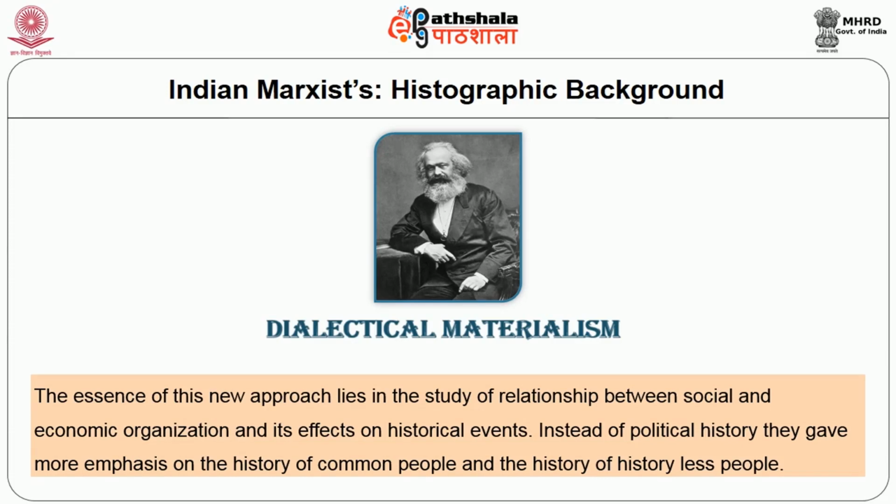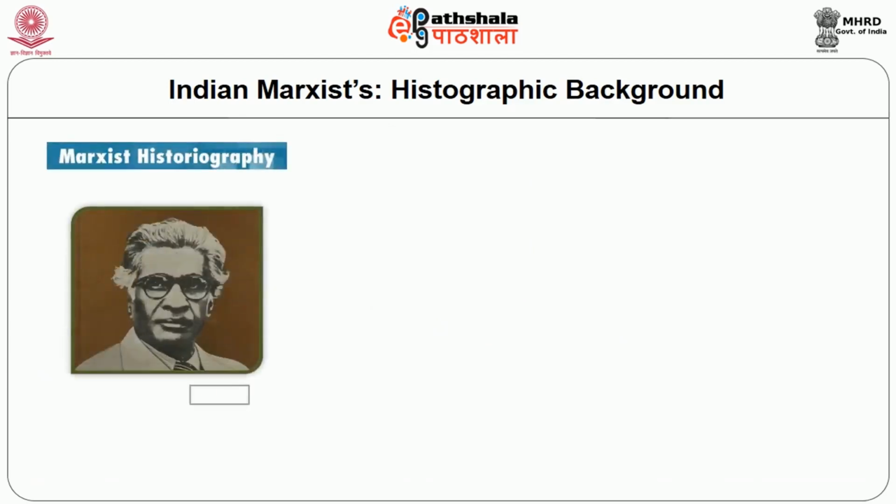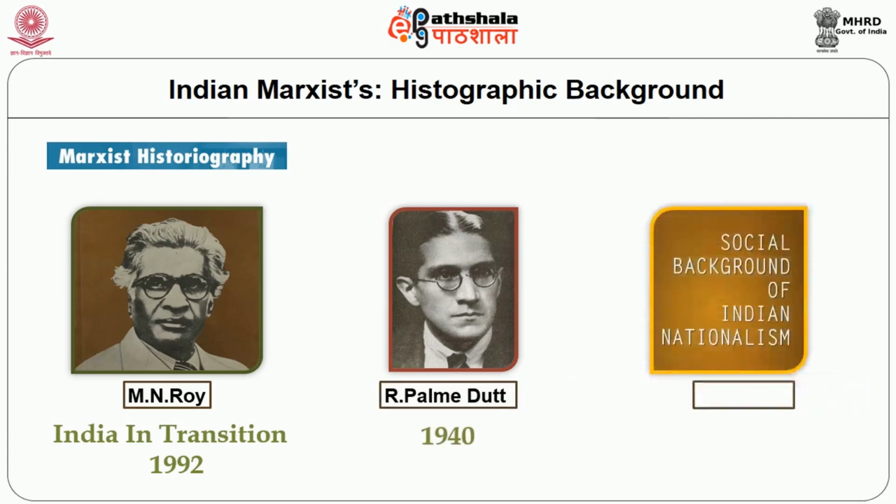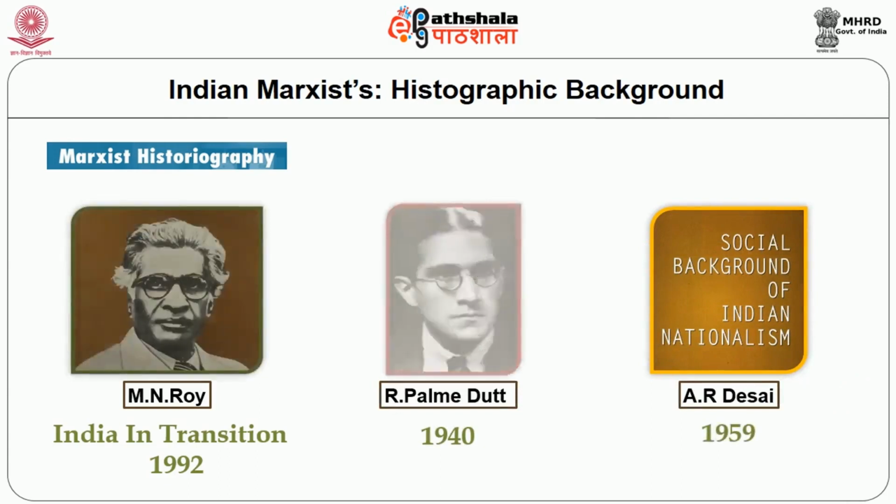From a preliminary perspective, Marxist historiography on modern India was inaugurated by one of the founders of Marxism in India, M.N. Roy, with his work India in Transition, published in 1922. It was followed by India Today of Palme Dutt in 1940 and The Social Background of Indian Nationalism of A.R. Desai in 1959. All three were classical Marxists and treated the Indian national movement as the representation of a particular stage in the development of the mode of production.